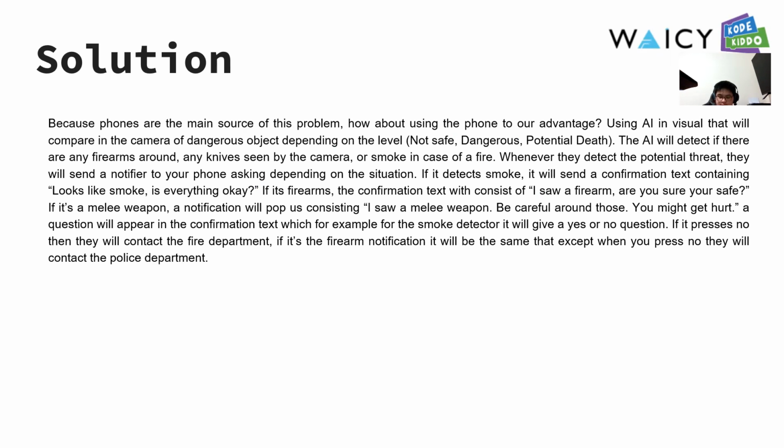Whenever it detects a potential threat, it will send us a notifier, like a single question. If it's smoke, it says, looks like smoke, is everything okay? If it's a firearm, the confirmation text will say, I saw a firearm, are you sure you're safe? If it's a melee weapon, I saw a melee weapon, be careful around those, you might get hurt. And then it will show a yes or no question. If you press no on the firearm category, it will contact the nearest police department. If it's smoke, it will contact the nearest fire department if you press no.